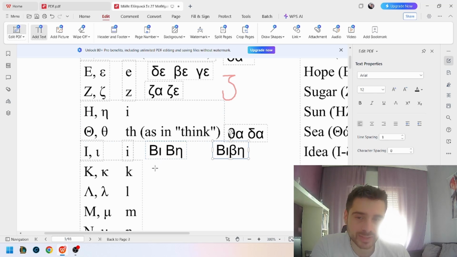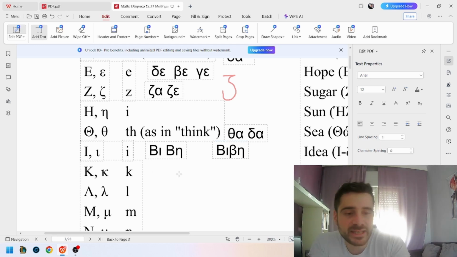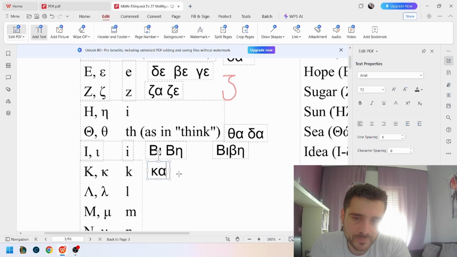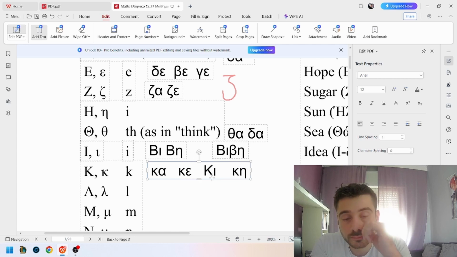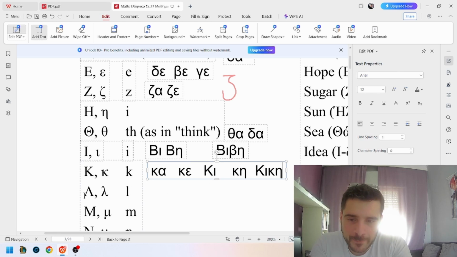This letter is called Kappa. This letter gives the sound K. Like in English. So, Ka. Ki. Ki again. So, kiki. Λοιπόν, πολύ ωραία.